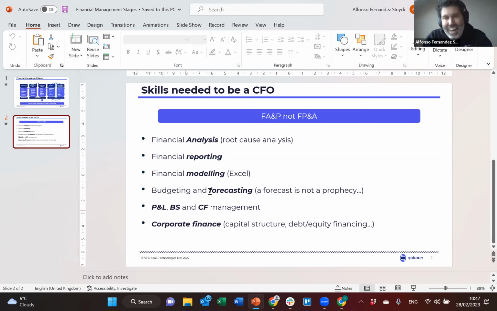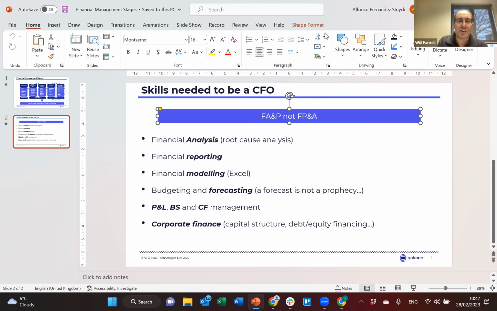And I'm splitting hairs here, but I don't like to call it FP&A. I like to call it financial analysis and planning, because for planning, you need the analysis and the understanding. And that's basically the skills that are needed. So again, for accountants, they're almost there, but they need those analytical capabilities, budgeting, forecasting, everything that is on the screen now.